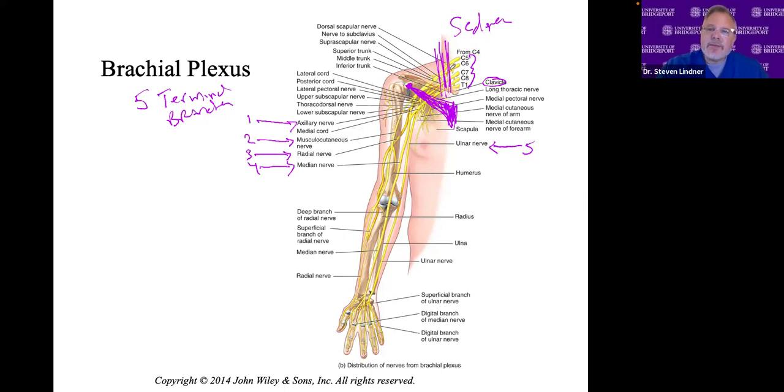And whether it's the scalenes, whether it's the pecs, whether it's the clavicle, any of those structures can put pressure on the nerve, and that can cause symptoms into the hand. Just want to point that out to you. Okay.